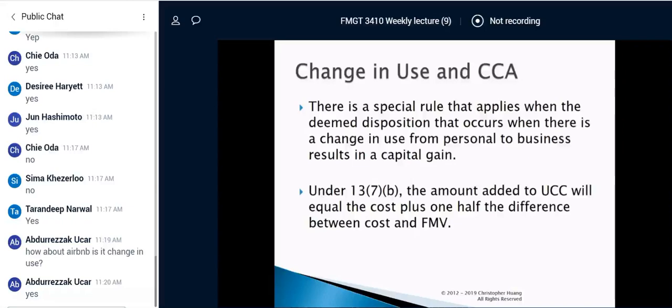Now, so let's talk about more change in use. If you have a change in use and you're dealing with an asset and it's a depreciable asset, the question becomes, well, how do you deal with this? So if you have an issue with change in use, under 13.7b, what it says is you dispose of an asset.